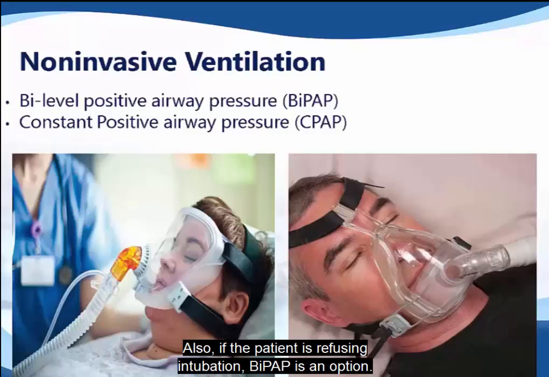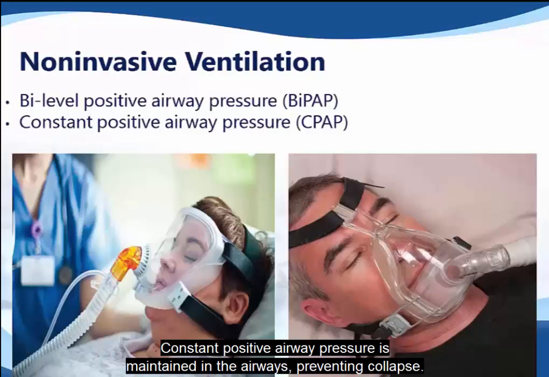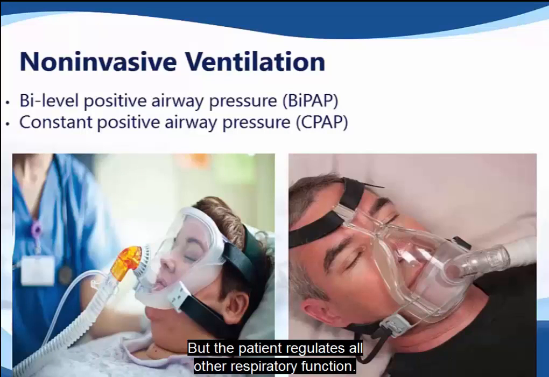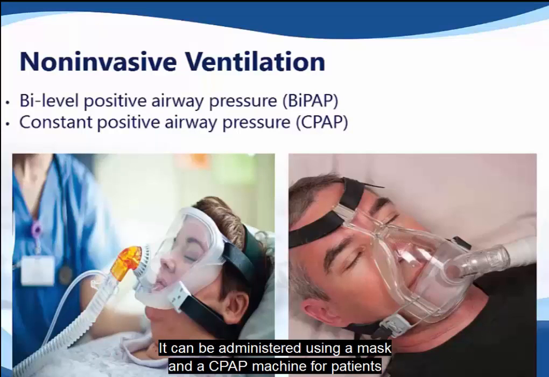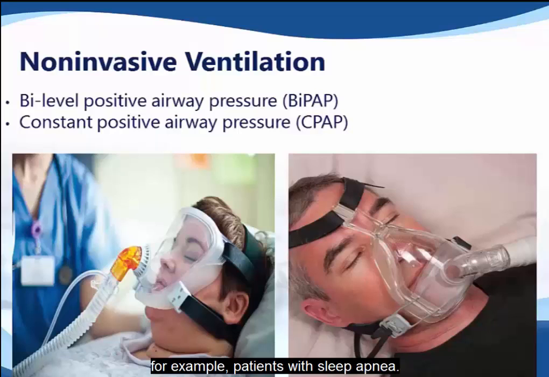Also, if a patient is refusing intubation, BiPAP is an option. This makes BiPAP much easier for users to adapt to and also allows neuromuscular disease sufferers to use the device. Constant positive airway pressure is maintained in the airways, preventing collapse, but the patient regulates all other respiratory function. CPAP can be administered using a mask and a CPAP machine for patients who do not require mechanical ventilation but need respiratory support, for example, patients with sleep apnea.